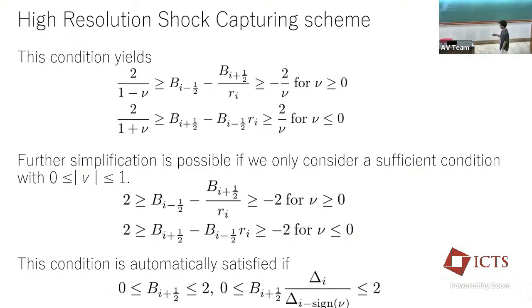Why do you have this sign? For a positive case, it's i minus 1, so this becomes 1 over r_i here. And for a negative case, here it becomes i plus 1, which is r_i here. So if you plug this condition into here, you can easily prove that this condition is enough to satisfy these conditions.